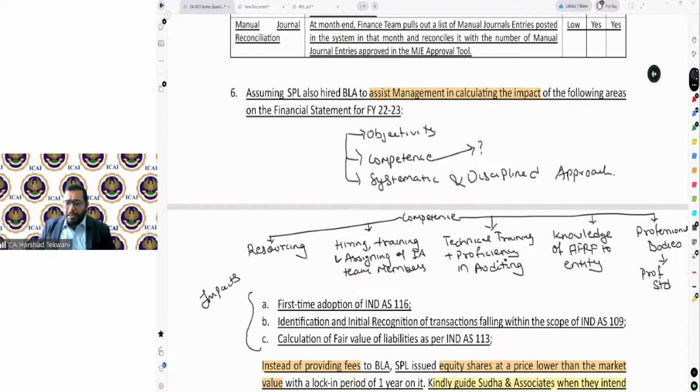Proficiency means expertise or specialization. How proficient or efficient you can say they are in discharging or performing the audit. Clear? Any doubt?